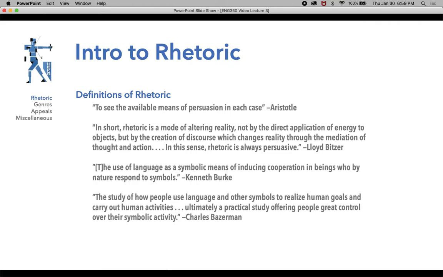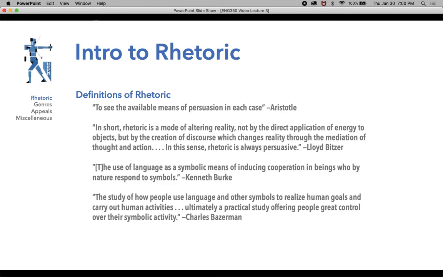this mode of altering reality, not through the direct application of energy to objects, meaning not in the physical world, right? You can alter reality in many ways. Materially, you can, by changing the physical world in some way. Bitzer's saying that that's, of course, not what rhetoric is about. It's about altering reality by the creation of discourse, which changes reality by changing the way we think about reality, right? Through the mediation of thought and action. And so, in this sense, rhetoric is always persuasive.